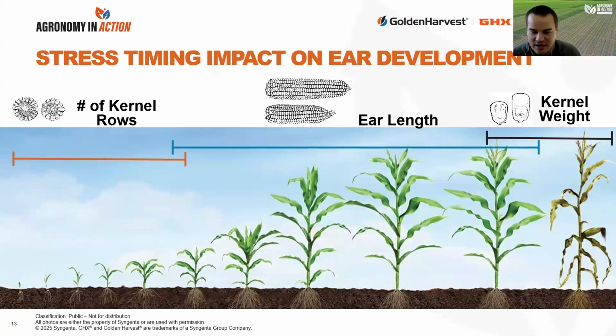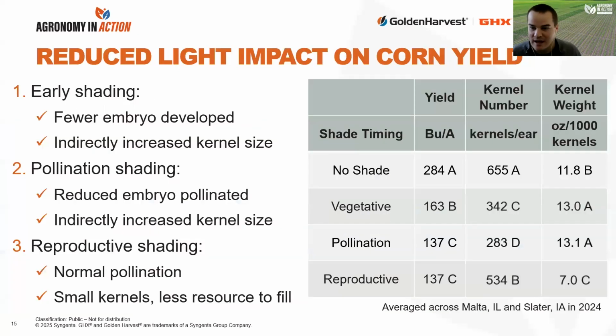We were using shade tents that would limit about 50% of the light. We weren't really trying to mimic the smoke exactly, but mostly focusing on the different timings. If we were to get wildfire smoke, what timing would have the biggest impact on yield? So it's a very similar study to the one done in the 80s looking at the impact of solar radiation intensity on yield. So here's the results from that.